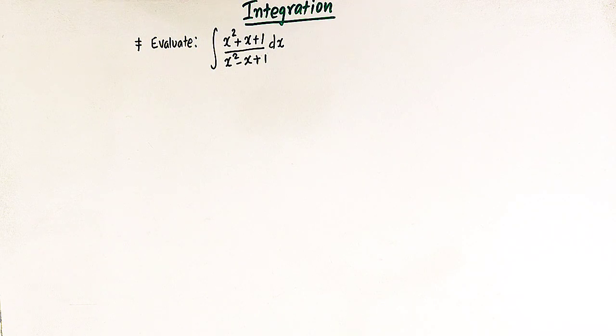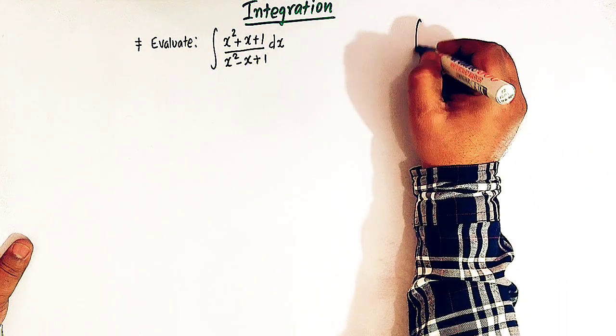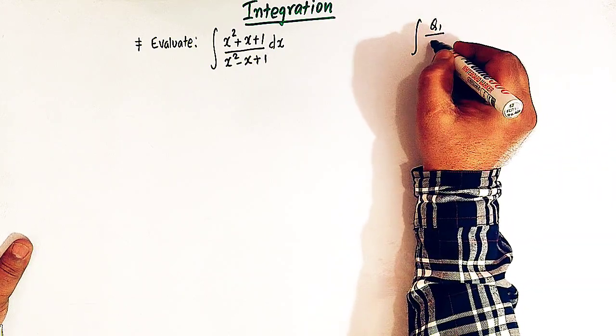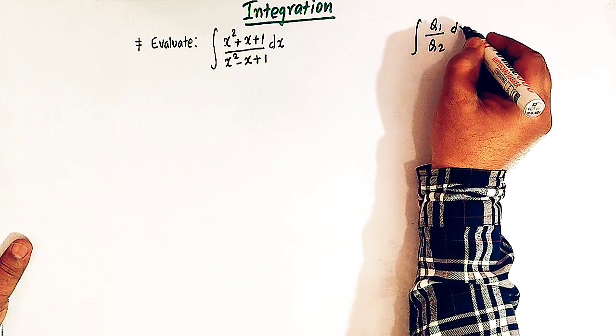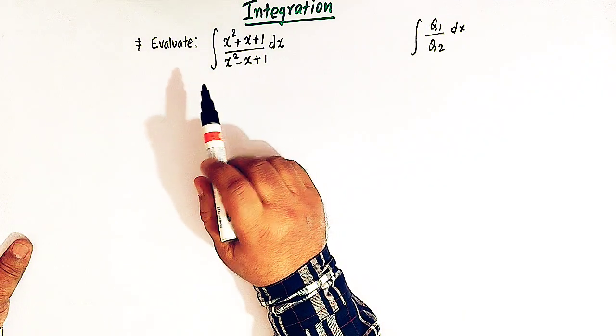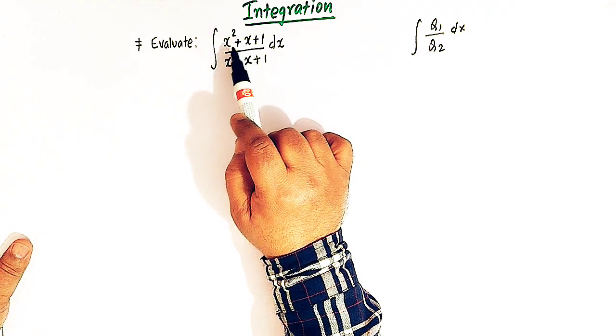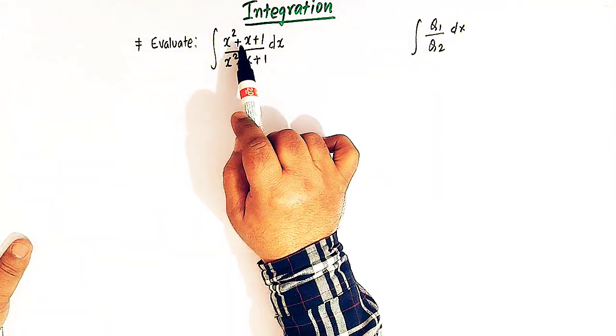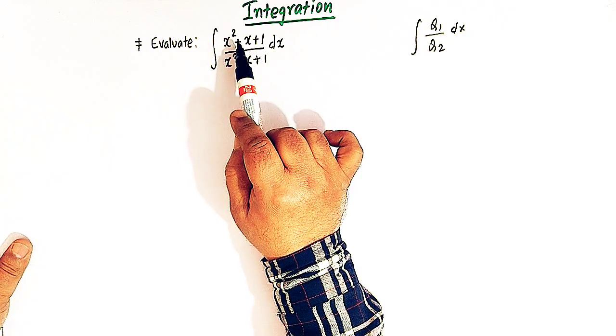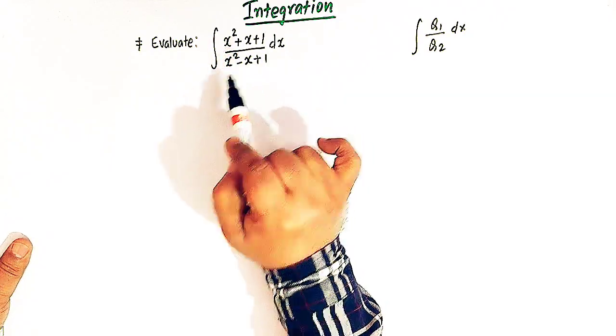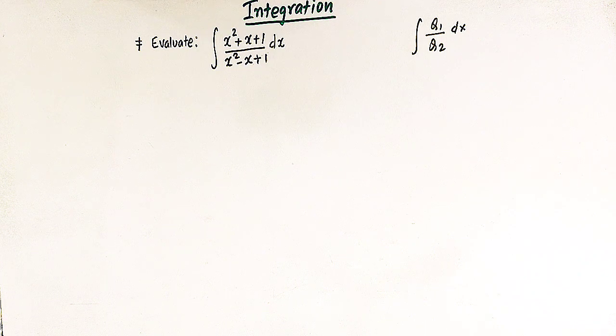Hello viewers, in today's session we are going to discuss another important form of indefinite integration in which the integrand is of the form quadratic over quadratic, right? So in this lecture we are going to integrate this function in which the numerator is a quadratic function and the denominator is also a quadratic function.